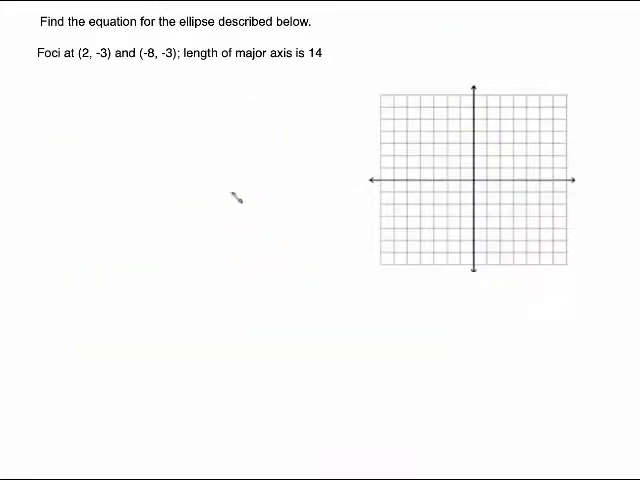Last one, we have foci at 2, negative 3, and negative 8, negative 3. So 2, negative 3, at least this is staying on the graph, 2, negative 3. Negative 8, 1, 2, 3, 4, 5, 6, 7. We'll have to go out here, negative 3. Those are the foci. The length of the major axis is 14. I'll worry about that in a second, but I need to use this information to come up with the center.